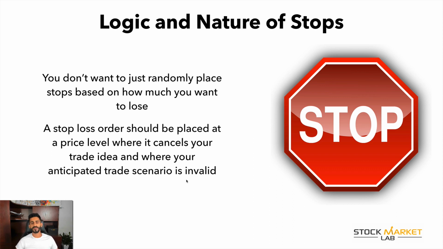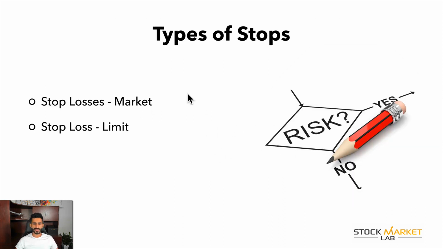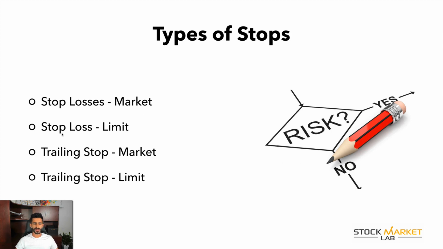A lot of people do not know where to place their stop losses, and they end up getting in or out of bad trades because of bad stop losses. If you take a look here, these are some of the types of stops: a stop market order, a stop limit order, a trailing stop market order, and a trailing stop limit order. Just to recap, these two are the same, and these two are the same.